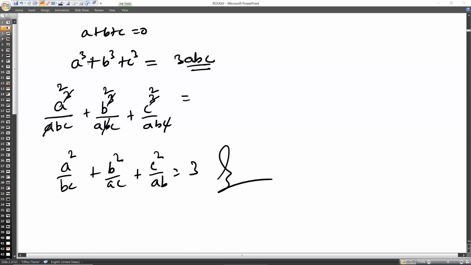This is an identity: if a plus b plus c is equal to 0, then a cube plus b cube plus c cube is equal to 3abc. Now this abc is in multiplication with this one, so this will come in the denominator with each and every one.